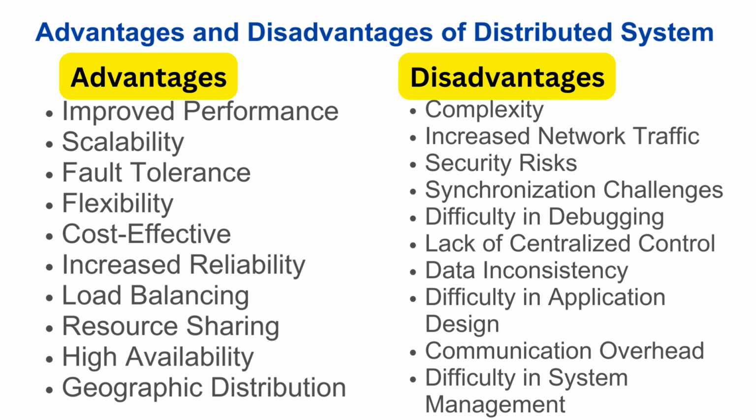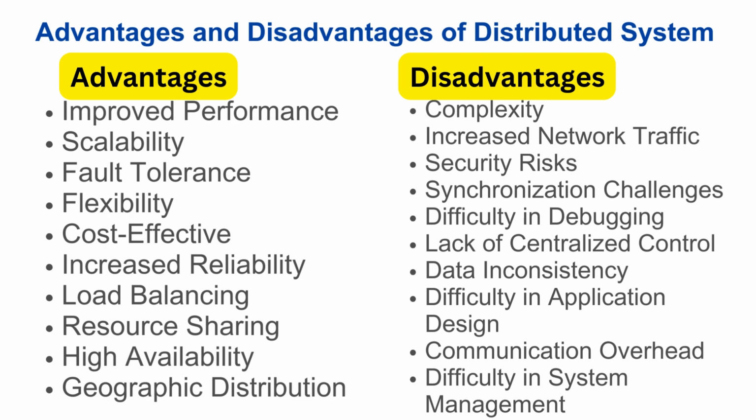Right. One major negative thing is the complexity. Distributed systems are more complex than centralized systems due to the need for coordination and communication between multiple nodes. In simple terms, for distributed database systems, ensuring data consistency across multiple nodes is challenging.